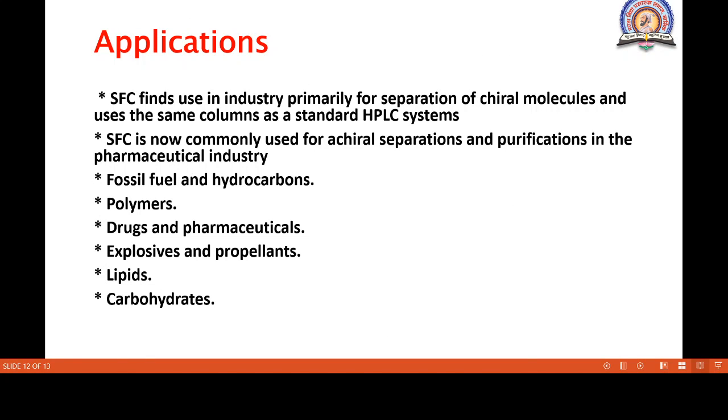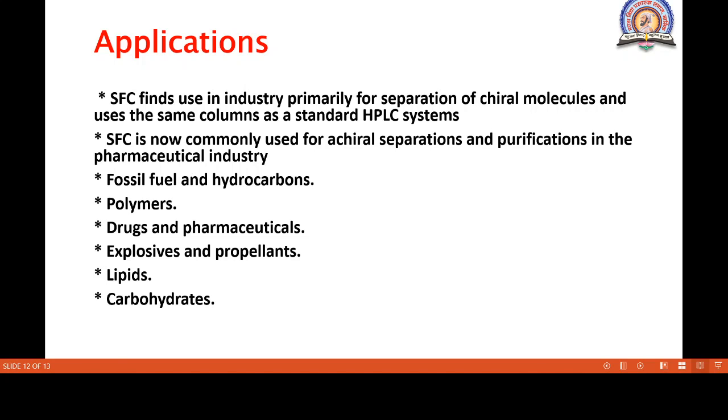Then the applications of SFC. SFC finds use in industry primarily for the separation of chiral molecules. Chiral means what? All the valencies are occupied by different groups; that is called chiral. Suppose we take a carbon atom, which has a valency of 4. All these 4 bonds, means all these 4 atoms, are different. That's why that carbon is called a chiral carbon. Such chiral molecules can be separated by using this technique.